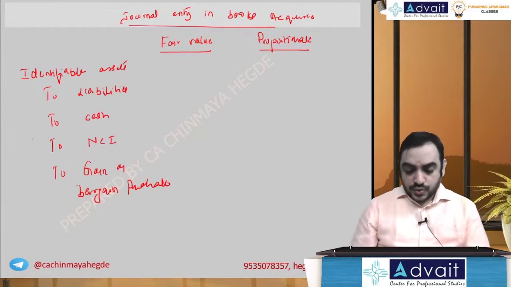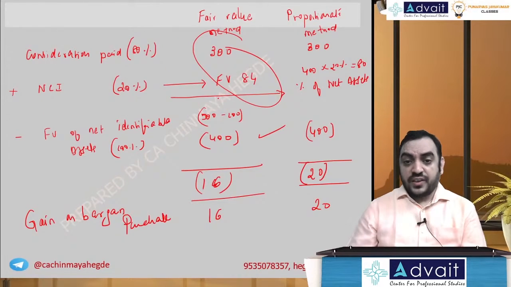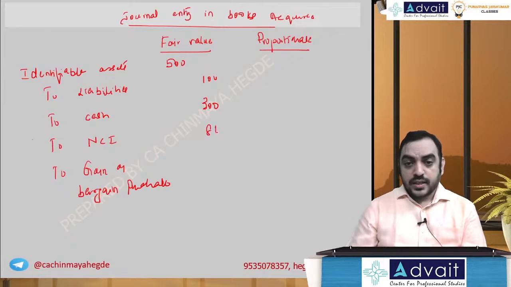So let's write the amounts. Identifiable asset was 500, liabilities was 100, cash paid 300, NCI, fair value method, fair value of NCI is 84, and gain on bargain purchase happened to be 16. I think the total will match up. 484 plus 16, 500, yes.